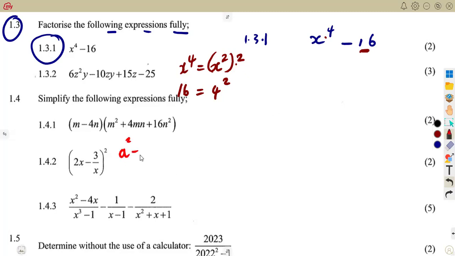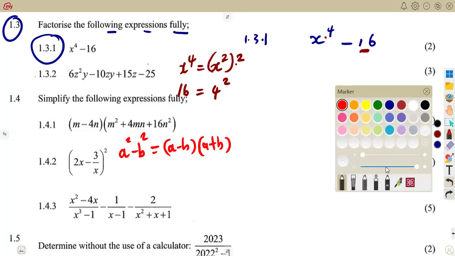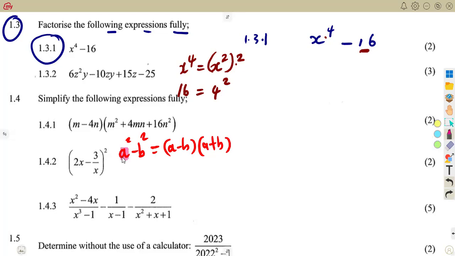Remember, a squared minus b squared is equal to what? A minus b into a plus b. If a and b are being raised to the exponent of 2, that is the major part. The first bracket is going to take a and b subtracting, and the other one adding. So the order here does not matter.